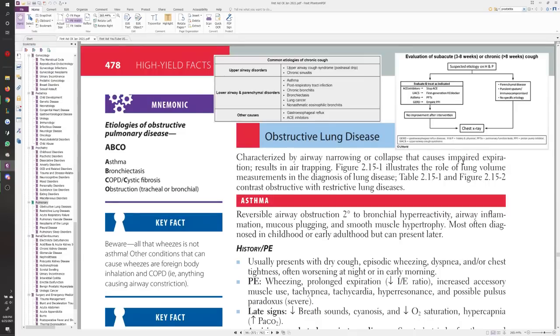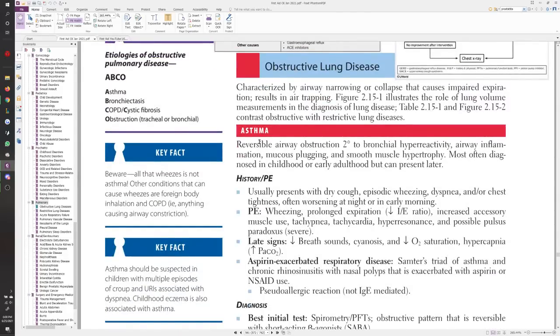They have a table that illustrates the role of lung volume measurements in the diagnosis of lung disease, and a bunch of other tables to contrast obstructive and restrictive lung diseases, which is not supposed to be anything challenging. It's supposed to be super obvious if somebody has an obstructive lung disease or a restrictive lung disease, because there's really no similarity between the two other than the fact that they're both lung diseases.